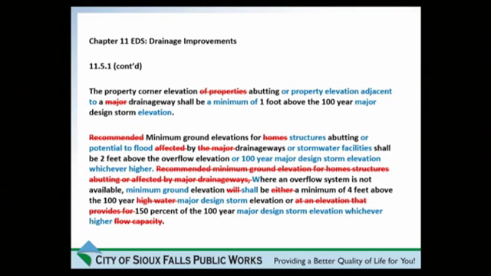So we are proposing to say minimum ground elevations for structures abutting or potential to flood by drainage ways or stormwater facilities shall be 2 foot above the overflow elevation or 100-year major design storm elevation, whichever is higher. Some of that other language beyond that is mainly clarification, some housekeeping items.